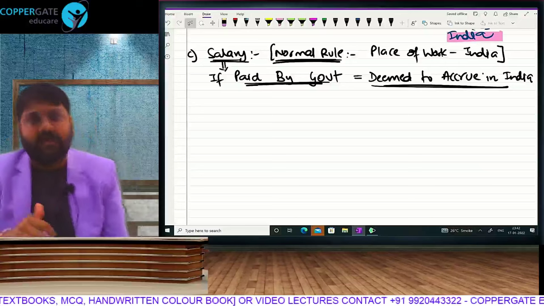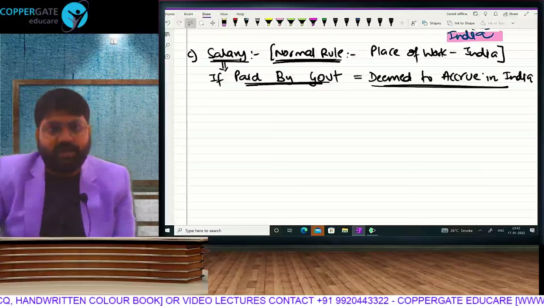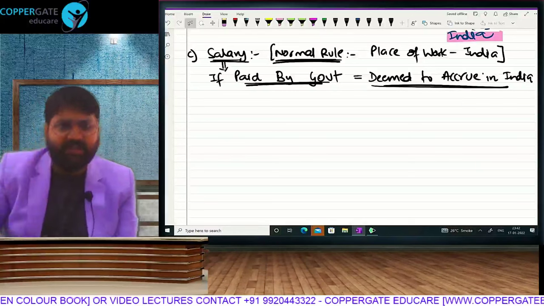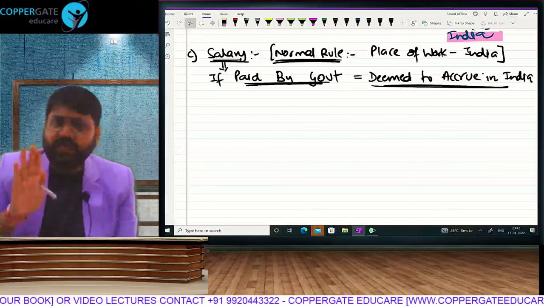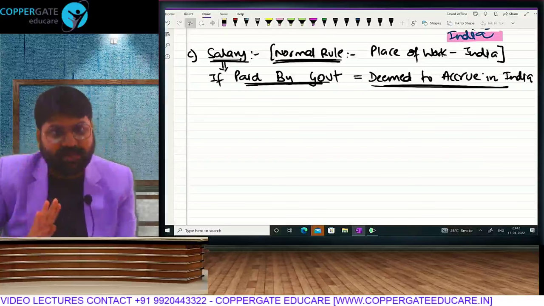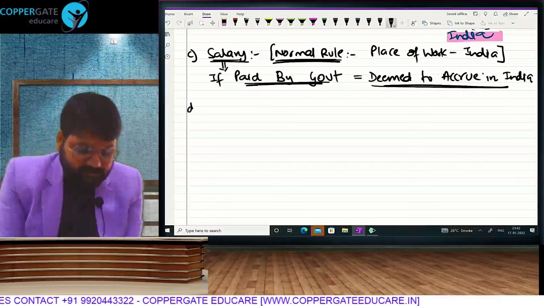And once it is Indian income, everyone has to pay tax. Everyone means ROR, RNOR, non-resident, everyone has to pay tax once it is Indian income. Anyways, our target is currently only non-residents, because resident anyways has to pay tax, even if it was foreign income, resident has to still pay tax. So right now our target is only non-residents.